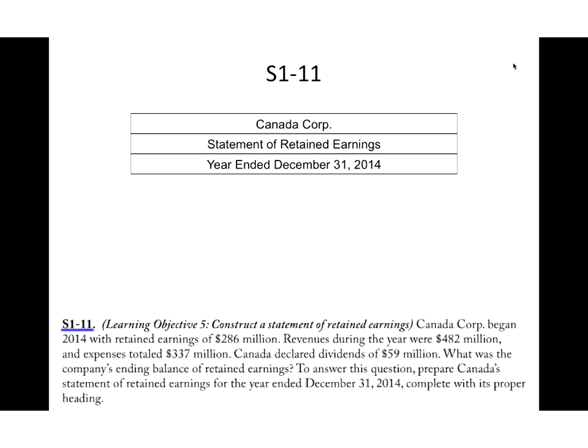So first thing we're going to do, I put the problem down at the bottom so I had room to work at the top. First thing I'm going to do are the headings. Again, just like my other statements, I start with the name of the corporation at the top, followed by the name of the statement, followed by the date line. The date line for the statement of retained earnings is for a period of time, just like for the income statement.